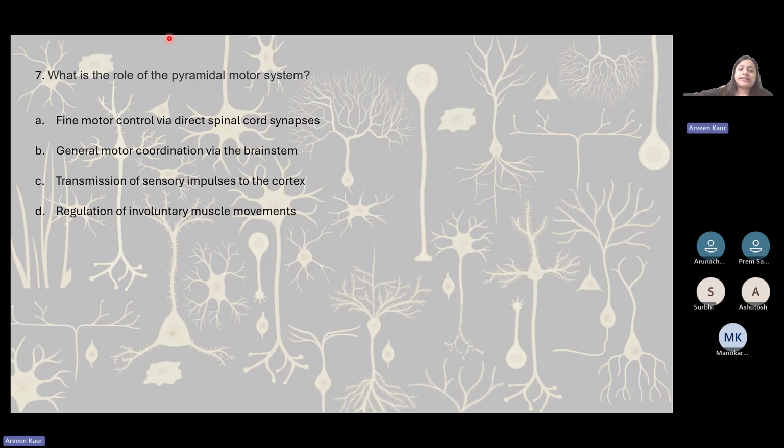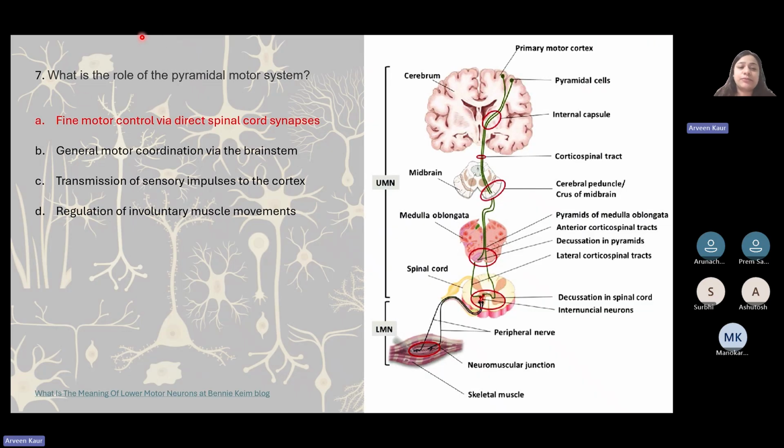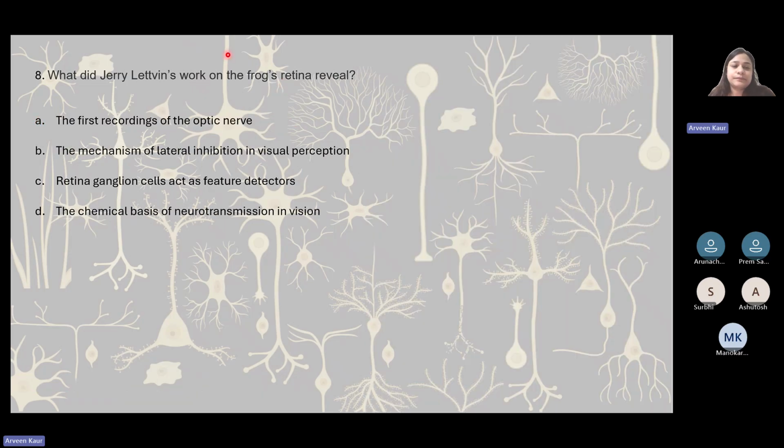So pyramidal system, if you remember, was a direct system, right? So the answer for this is fine motor control via direct spinal cord synapses. So the primary motor cortex will directly take this signal to the spinal cord. This will be via the upper motor neuron. Then this upper motor neuron will transfer this signal to the lower motor neuron, which will then take it to the NMJ or to the place which needs to be stimulated, right?